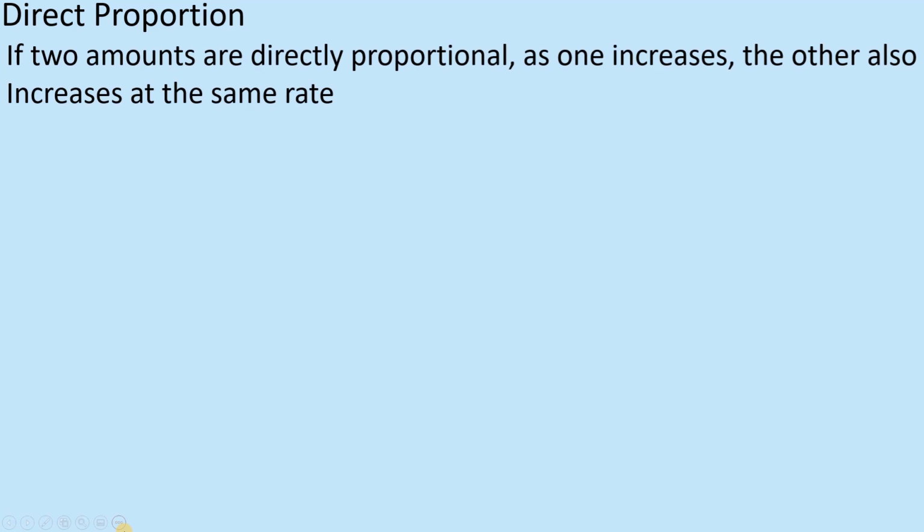Hi everyone, today we are going to look at direct and inverse proportionality. If two amounts are directly proportional, when one increases then the other increases at the same time. So if this is directly proportional, that tends to be what happens. One goes up, the other one goes up at the same rate.